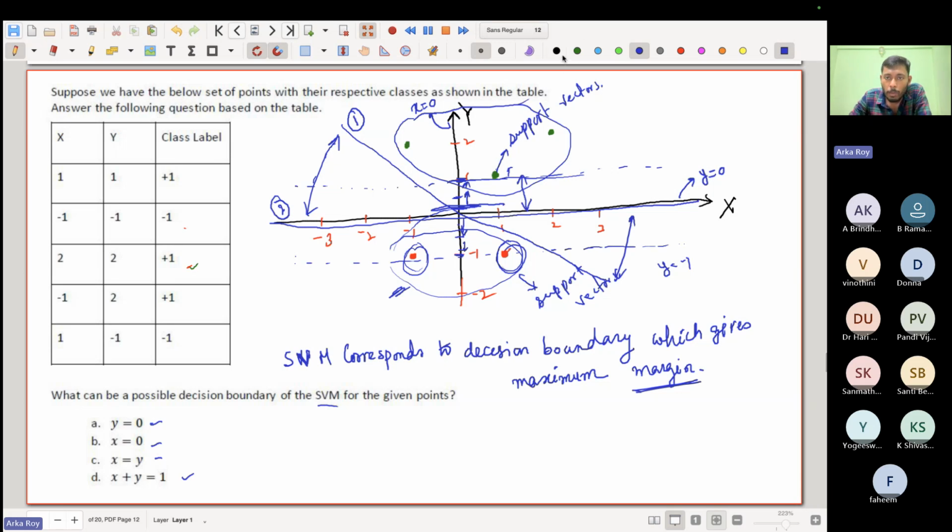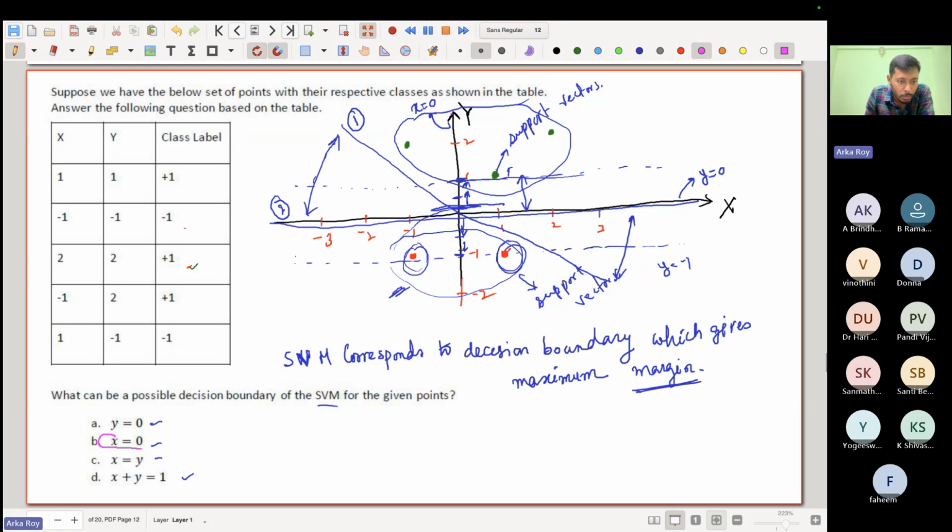So now let us see some of the obvious equations which we can directly eliminate. One is y equals 0. Y equals 0 means this particular line. Not possible. That is not possible. Sorry.